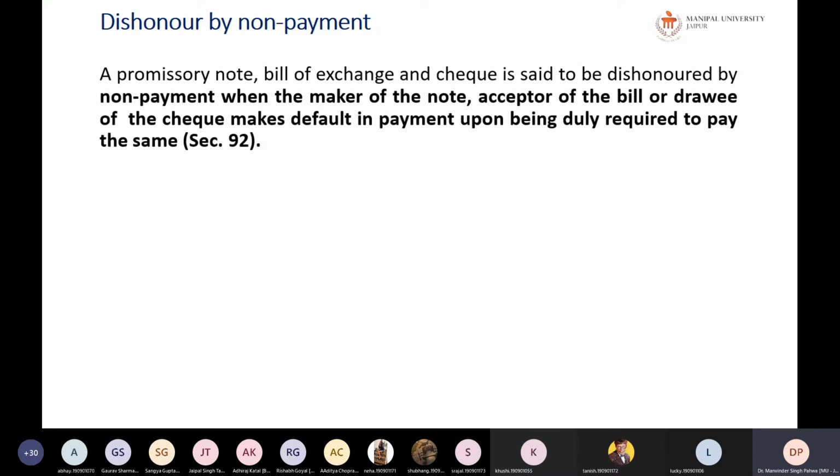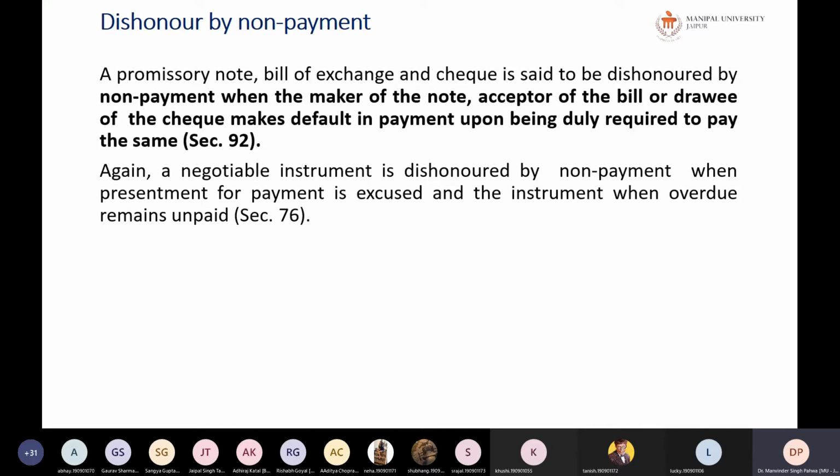Next is by non-payment. So a promissory note, or bill of exchange, or check is said to be dishonored by non-payment when the maker of the note or acceptor of the bill or the drawee of the check makes a default in payment upon being duly required to pay the same. So when they are duly required to pay it at the time of its maturity. So at the maturity of the bill of exchange, or promissory note or check, the person who is supposed to pay is not able to pay because of insufficient funds, which just now was told by one of you. Okay, so it may be any reason, but ultimately the person who was supposed to receive the payment has not received it. Okay, so it will be treated as dishonor by non-payment. So dishonor by non-acceptance is section 91, dishonor by non-payment is section 92.